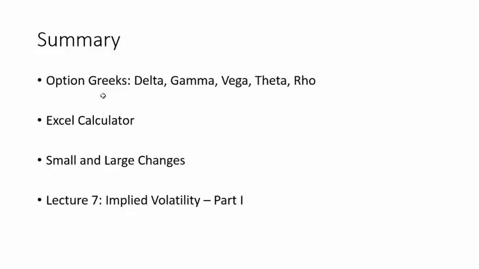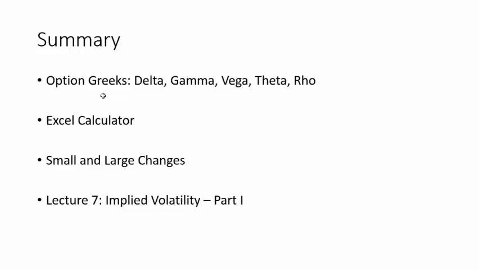So this lecture was all about the option Greeks. We talked about delta, gamma, vega, theta, and rho as the Greeks that we looked at. These are the ones that are most important and most commonly used. There are more if you're interested in looking at them. You can just Wikipedia them. And then we also spent the latter half of the lecture looking at an Excel calculator. So we saw how to calculate the Greeks for each of the options. I highly encourage you to download this Excel sheet and actually play around with it yourself.